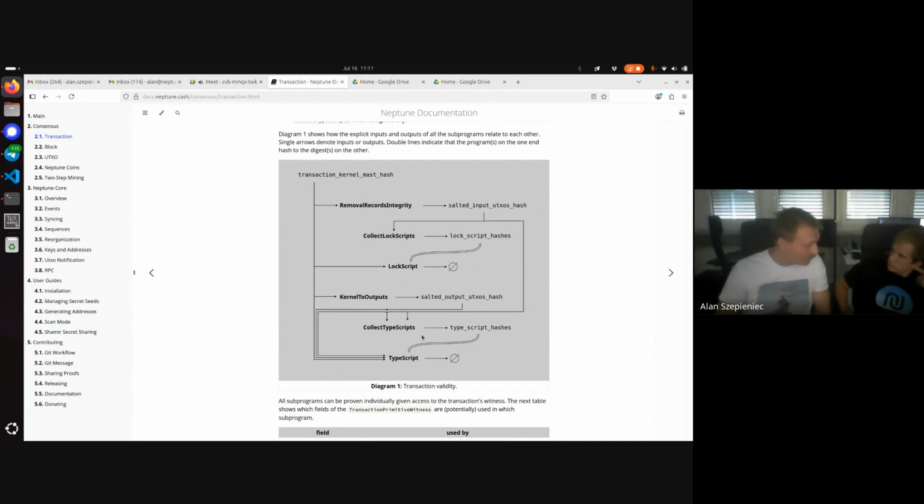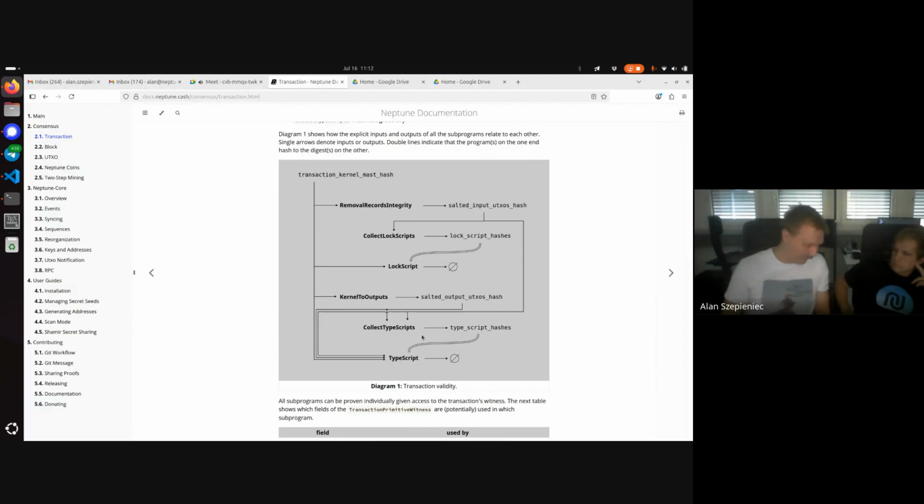So a lock script determines who can spend the UTXO. A TypeScript determines how the state is allowed to evolve. And so for native currency or even any currency, what a TypeScript would enforce is that there is no inflation taking place. But you can imagine for a user-defined token, there has to be a mint, and the mint needs to keep track of the total amount of tokens in existence. All that state information, it would live on the UTXO, but it's the TypeScript that enforces that that state evolves correctly.